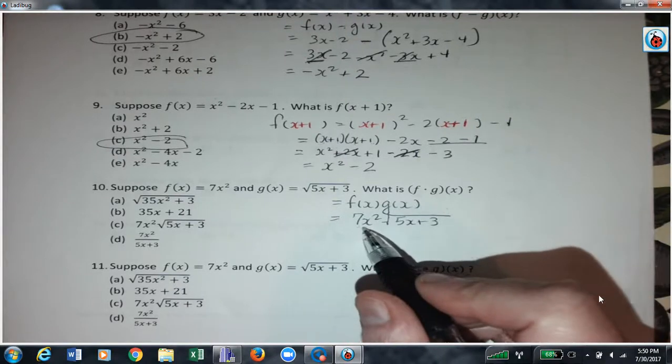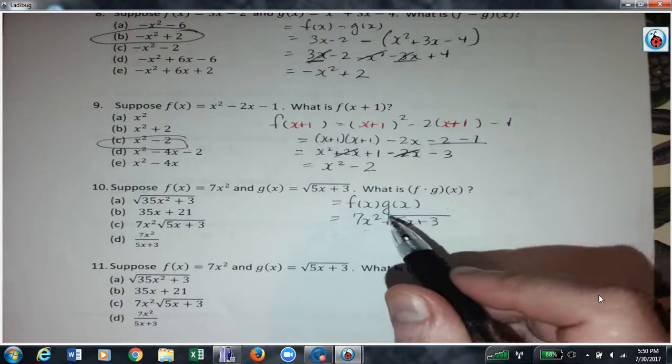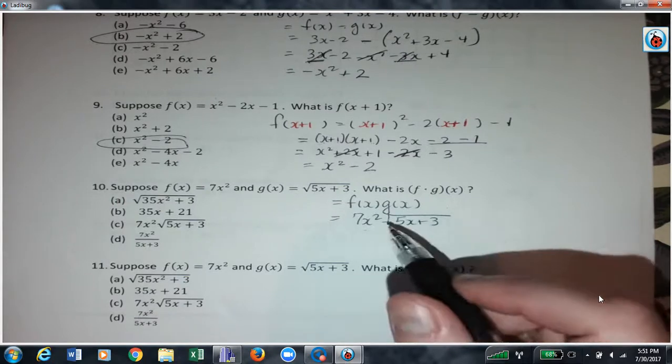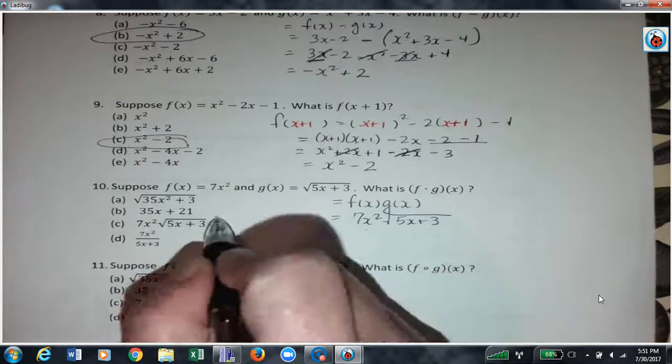You cannot multiply the 7x squared through the square root. If that were parentheses, you could, but it's not. It's a square root. This cannot go inside. That's as simplified as it gets.